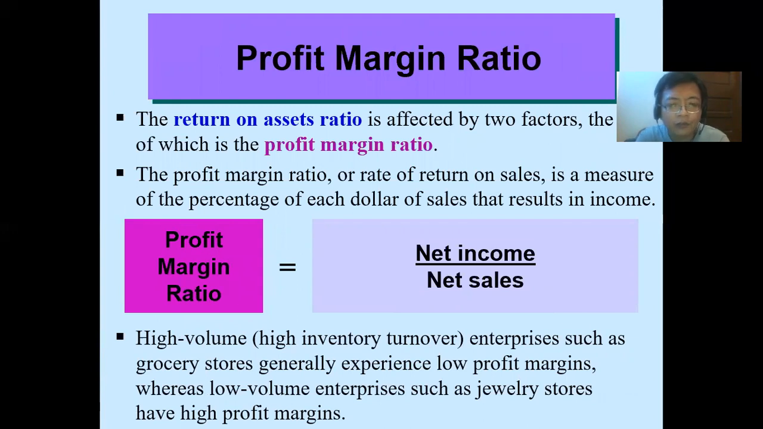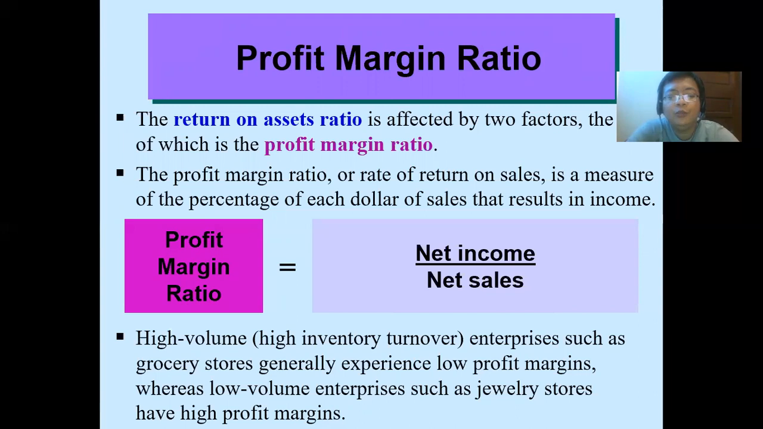Sorry, you have also profit margin ratio. This is just like your vertical analysis, same formula: net income divided by net sales, meaning you measure the percentage of each peso of sales that results in income. Last bullet, take note of that. High volume, high inventory turnover enterprises such as groceries, like Puregold, Shopwise, Save More, of course have low profit margins because they have more inventories. It is part of your cost of goods sold.